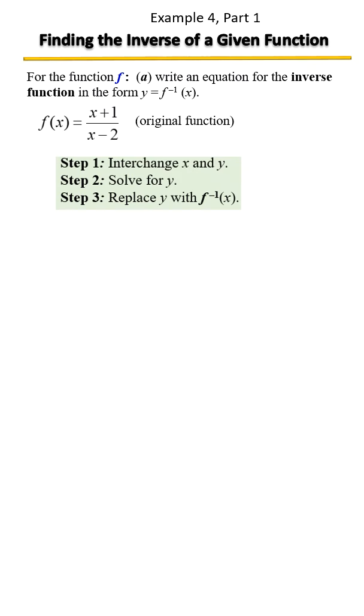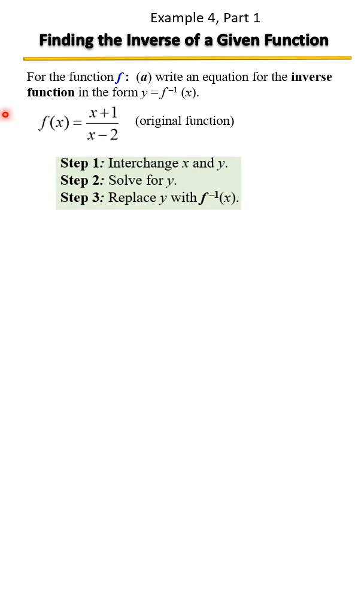There are 3 steps. Step 1, swap or interchange x and y. Step 2, solve for y. Step 3, replace y with f inverse of x. In other words, put it in inverse notation form. So let's start with step 1, swap x and y.